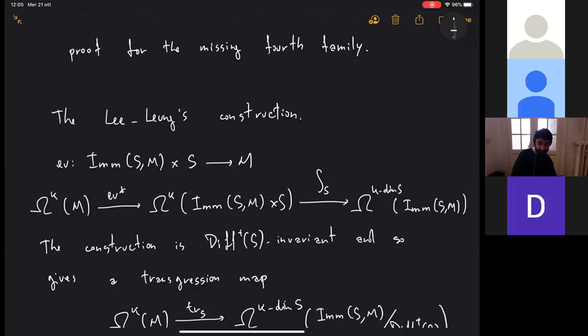One uses the evaluation map to define a transgression from differential forms over M to differential forms over the space of immersions. How do we do this? Well, we start from a differential form over M, we pull it back through the evaluation to the product, the space of immersions times S, and then we integrate over S, and we end up with forms over the space of immersions. Notice that in this step, where we integrate over S, we are using the fact that S is compact and oriented. This was apparently not needed in any of the statements above this point.